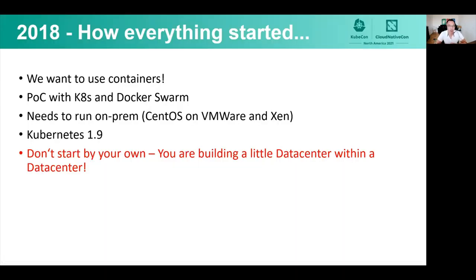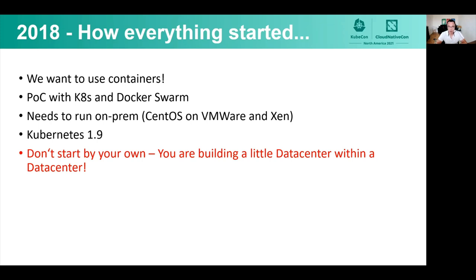Back in 2018, I was working for another company, which was highly regulated. One of our architects reached out to the operations team, where I was a system engineer, and said, hey, we want to use containers, we want to use container orchestration, and can you help him run a small POC. The POC was Kubernetes and Docker Swarm. We want to compare both solutions. And as I mentioned, we need to run on-prem. In our case, it was based on CentOS, on VMware and Xen. And it was Kubernetes version 1.9 we started with.